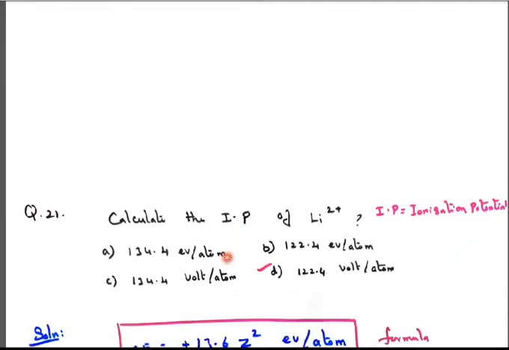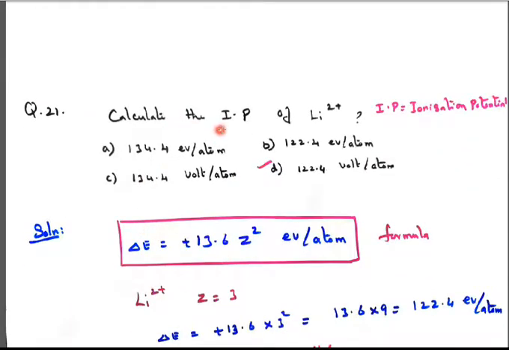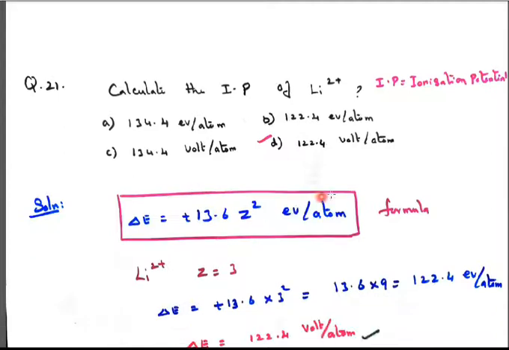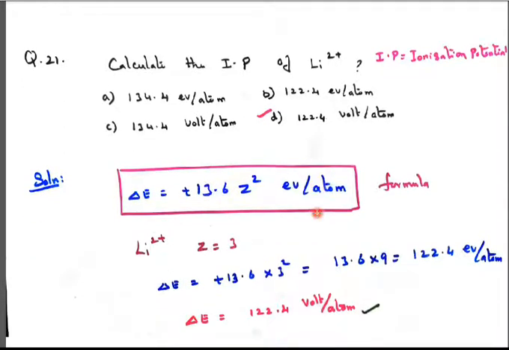So now see the problem. Calculate the ionization potential of lithium 2 plus. IP means ionization potential. They have given the values: 134.4 electron volt per atom, 134.4 volt per atom, 122.4 electron volt per atom, and 122.4 volt per atom. So our formula of ionization energy is 13.6 Z square eV per atom. Electron volt per atom is the formula.